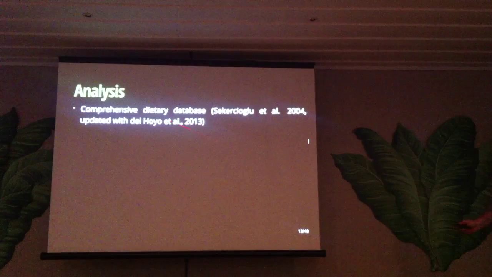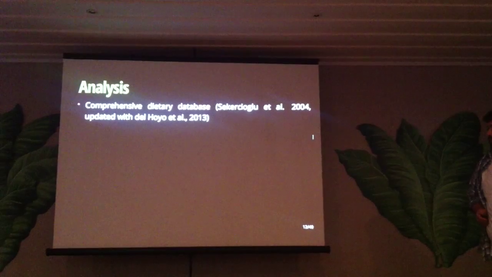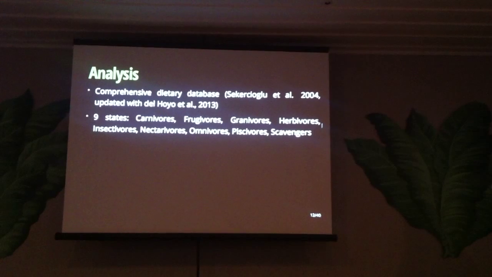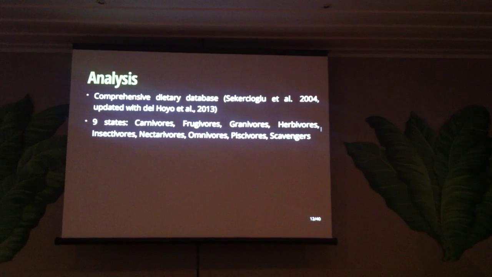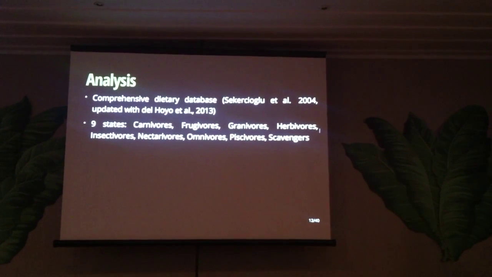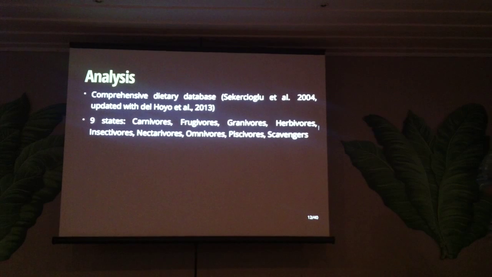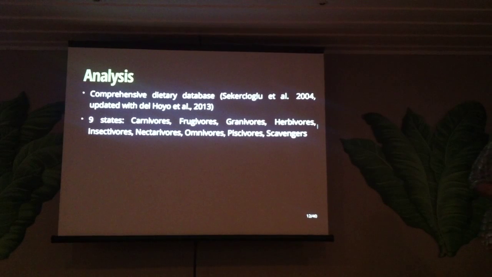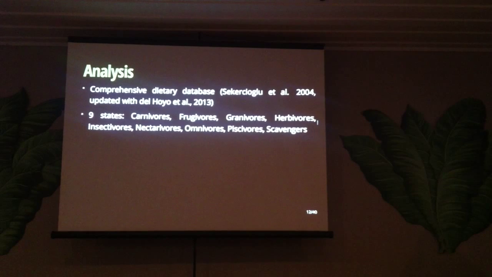To use as a trait, we used a comprehensive dietary database published in 2013. With this database, we could classify all 10,000 species into 9 different dietary guilds, including carnivores, frugivores, granivores, herbivores, insectivores, nectarivores, omnivores, piscivores, and scavengers, based on the preferred food item consumed by each species. Just a side note: although we used scavengers in our analysis, I'm not going to present the results because of the small sample size, only 33 species. The posterior distributions were kind of crazy, so I'm just showing you the results for the first 8 guilds.